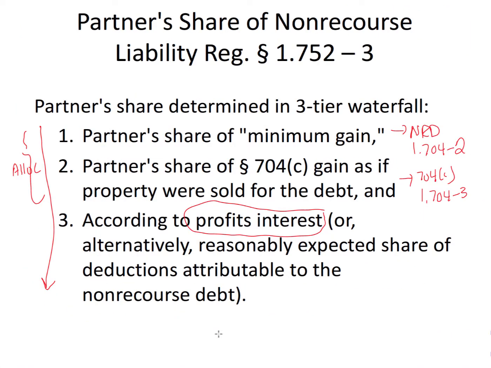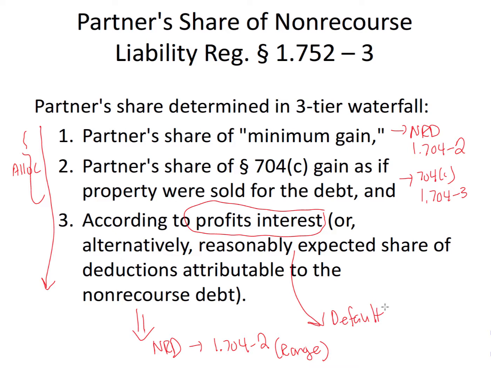Whatever is left beyond allocating the first two steps of the waterfall, we allocate according to profits interest. That's the default. You can alternatively allocate using a reasonably expected share of deductions attributable to non-recourse debt. That's the NRD rule. Remember we learned about that when we were talking about Reg 1.704-2. Go back to that. We talked about that range. It's the same idea from Reg 1.704-2. So the default rule is the profits interest.